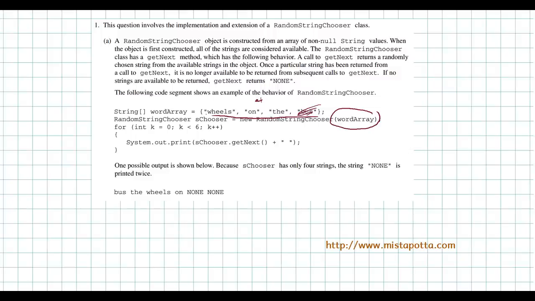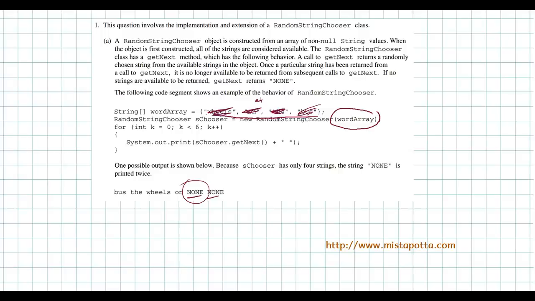The next thing is the. The next thing is wheels. The next thing is on. And so when k equals 4, 4 is less than 6. So we're going to get next, and there's nothing left to get. So we get none. So what this is going to do is keep pulling these elements out until there's nothing left, and then just release the word none every time that we try and access the word later.